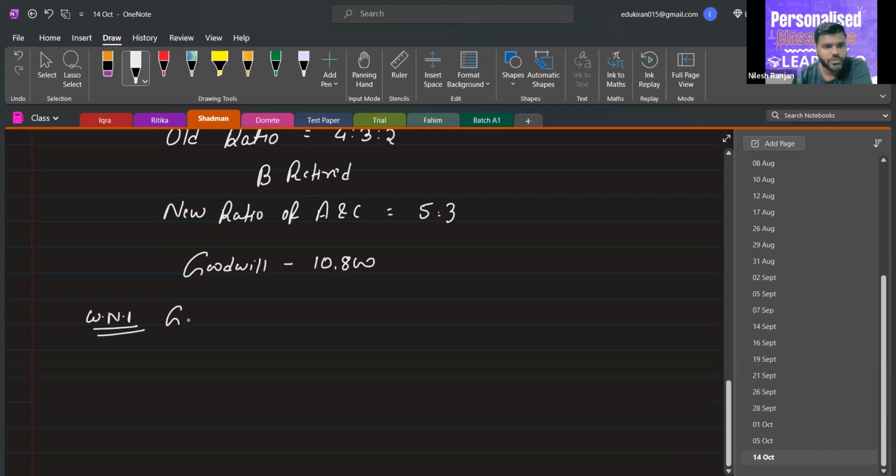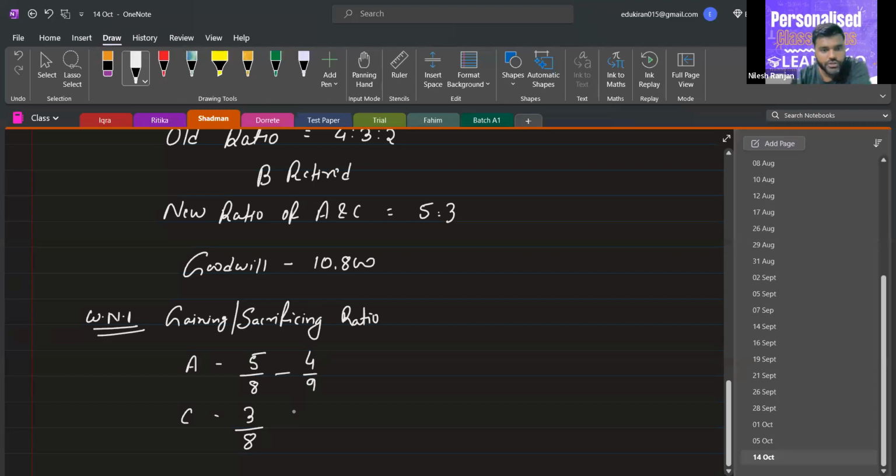So working note number one: gaining, sacrifice. Actually, both are the same. Sometimes it is gaining, sometimes it is sacrificing. One partner may be sacrificing, another may be gaining. That's why we say gaining and sacrificing. B is retiring, so B is the sacrificing party. We have to calculate only the gaining of the remaining partners. So it is new minus old: 5/8 for A and 3/8 for C, and 4/9 for A old ratio and 2/9 for C old ratio.